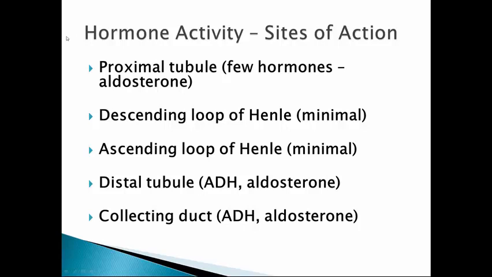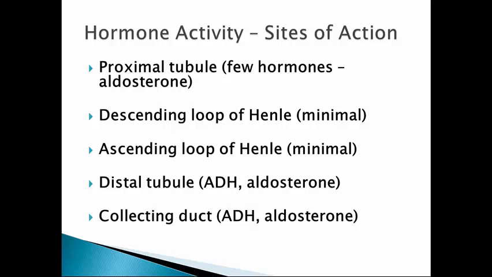So where do those hormones work? I think we've talked about a couple of them, but remember, most of this is happening in the kidneys. Oh, I like kidneys, and so I know by the end of this course, you will too. So hormone activity, the sites of action. In the proximal tubule, which is that first part of the kidneys, there isn't a lot of hormone activity. A little bit to aldosterone, but not a lot. Because most of the sodium that we reabsorb in the proximal tubule is down a concentration gradient.